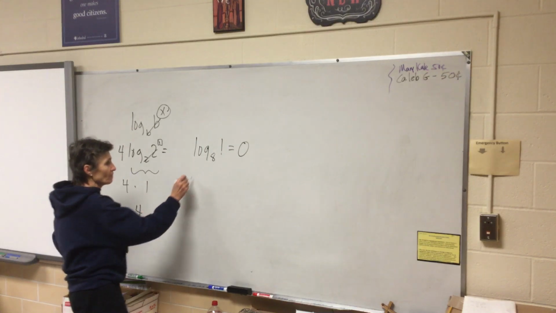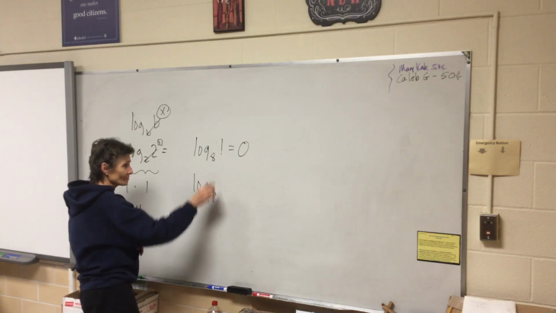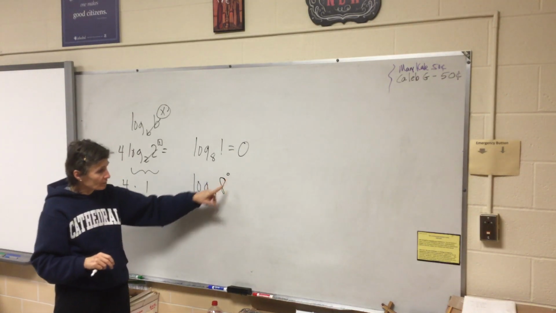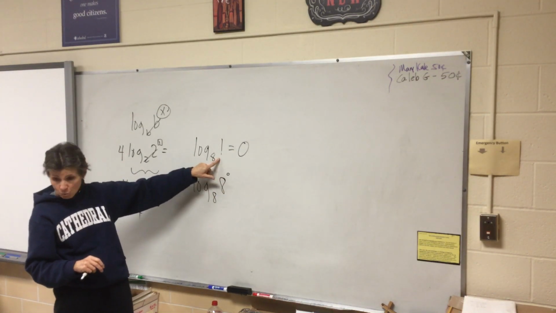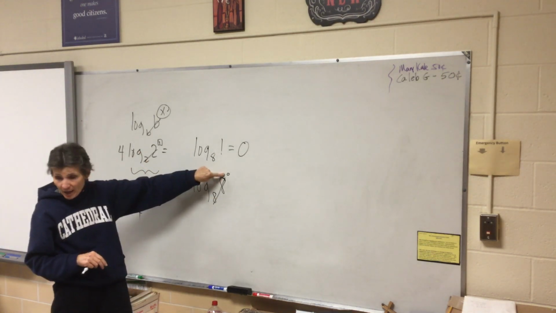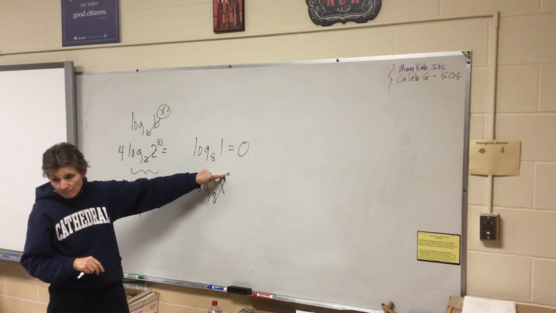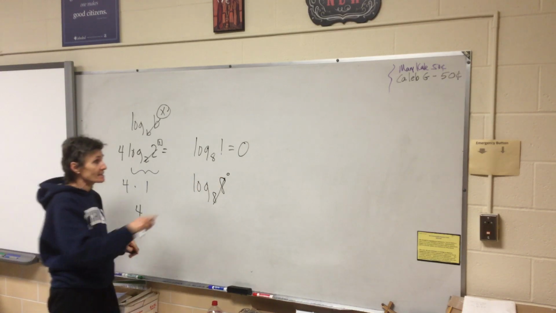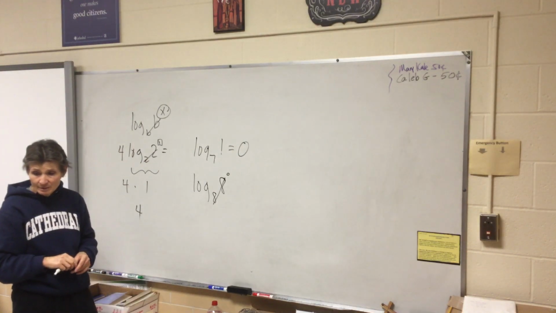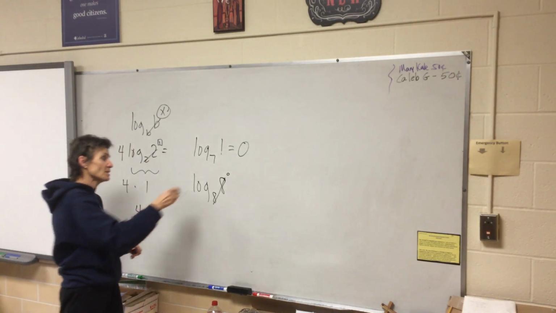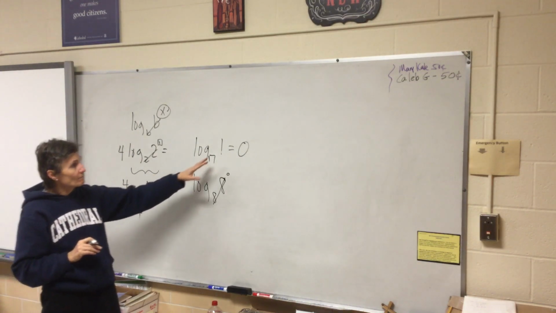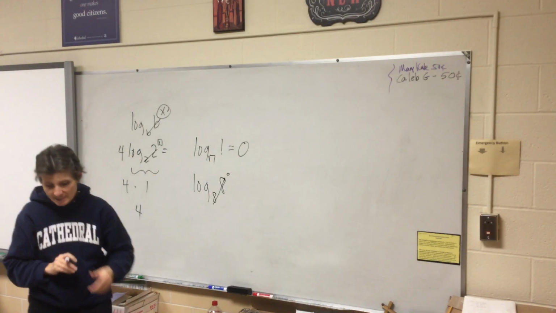But the logic behind that is that 1 can be written as 8 to the 0th, right? 8 to the 0th is 1. Well, now these match, so the answer has to be 0. And that will be the case no matter what the base is. If I change this to a 7, it's still 0. If I change it to a 17, it's still 0. The log of 1 is always going to be 0.